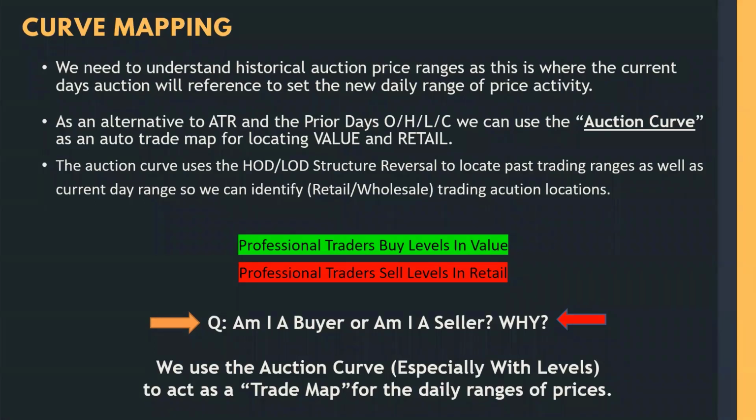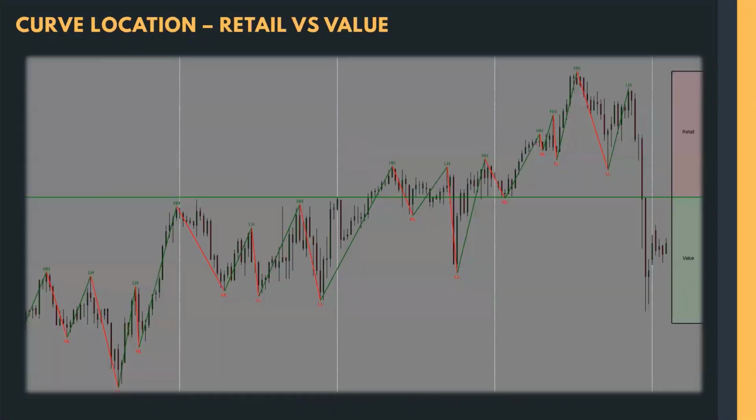There's only two positions you can ever take in the market unless you're hedging on both sides, and that's you're either a buyer or you're a seller, okay? Now, the auction curve tells us where we want to be buying and where we want to be selling. Okay, so let's take a look at this. This is a chart.